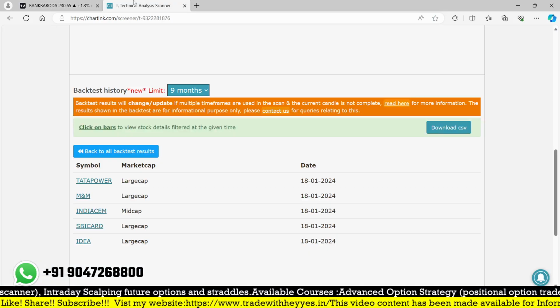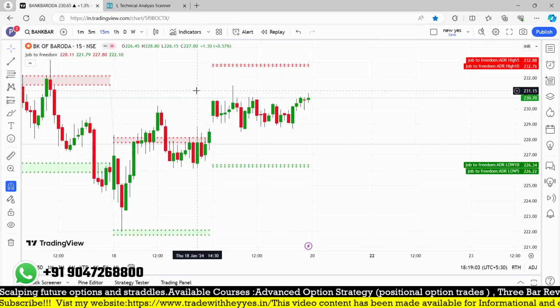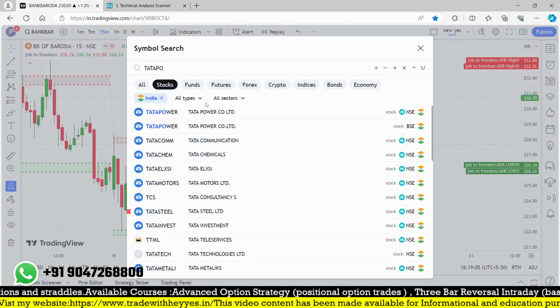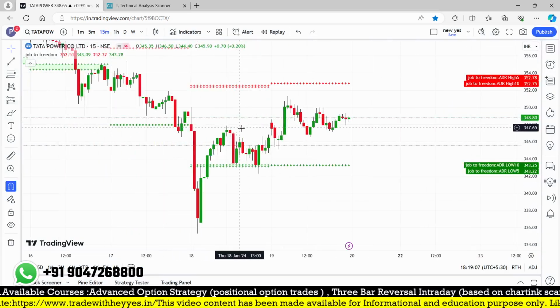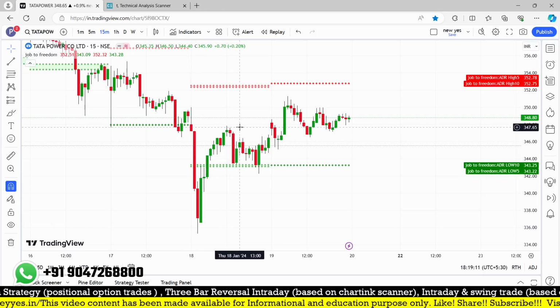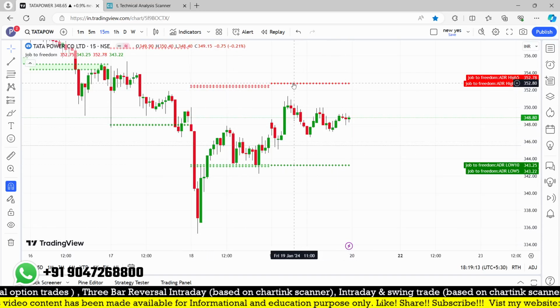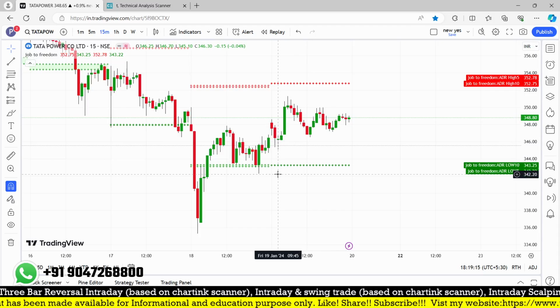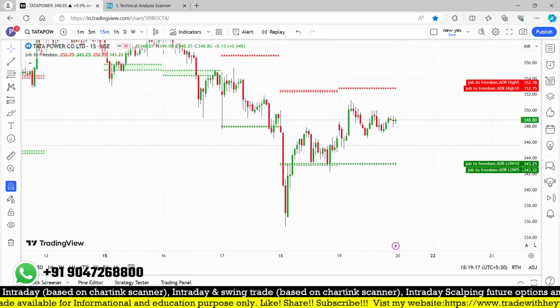Sorry, I think it is, yeah, it is Tata Power. So no problem. I'm not doing any trades in Tata Power, but it is a huge drop. Suddenly it moves down and recovered back. And today you can look at this very narrow range. It still has not broken this narrow range.